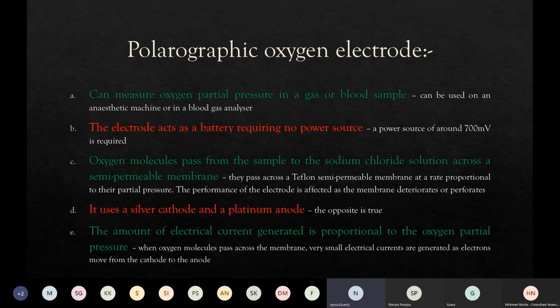That is false for the polarographic electrode. It requires a power source of 700 microvolts. The galvanic fuel cell doesn't require an external power source.